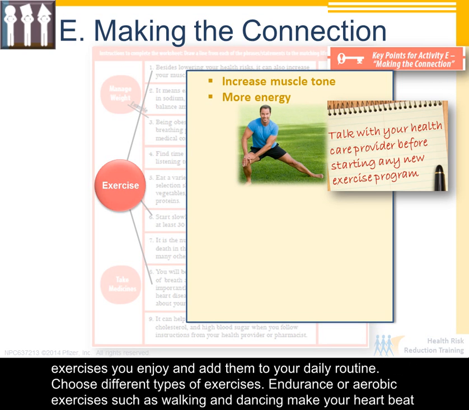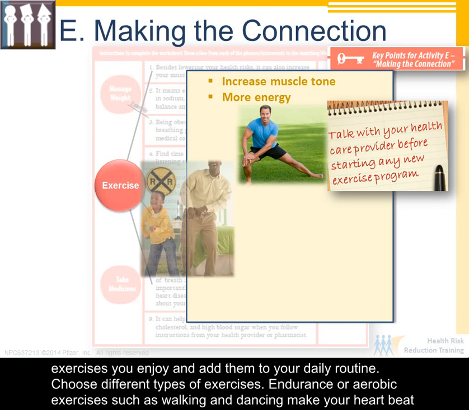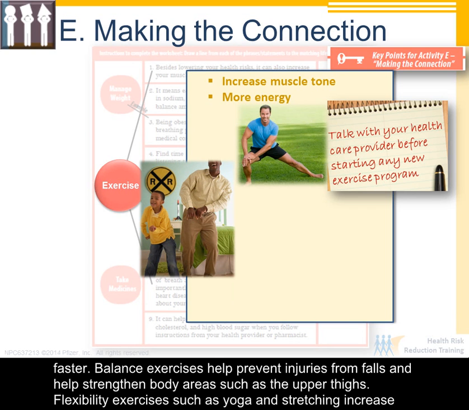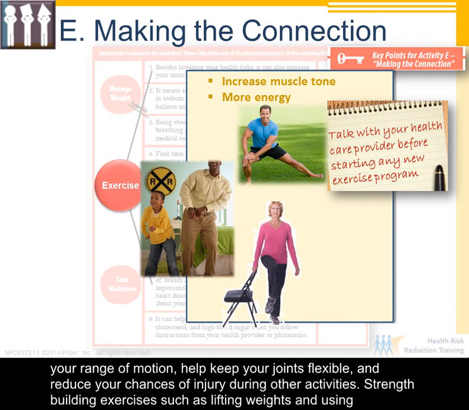Choose exercises you enjoy and add them to your daily routine. Choose different types of exercises. Endurance or aerobic exercises, such as walking and dancing, make your heart beat faster. Balance exercises help prevent injuries from falls and help strengthen body areas such as the upper thighs. Flexibility exercises such as yoga and stretching increase your range of motion, help keep your joints flexible, and reduce your chances of injury during other activities.